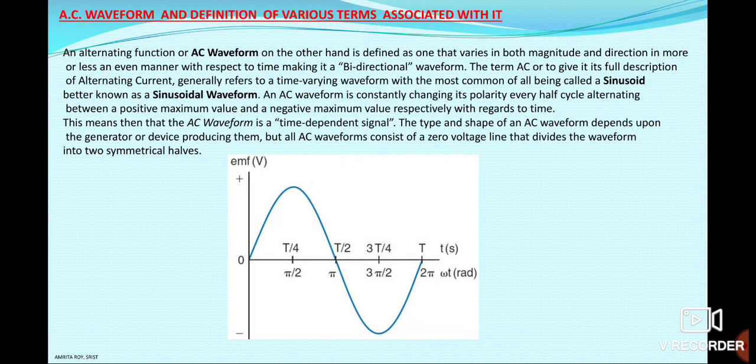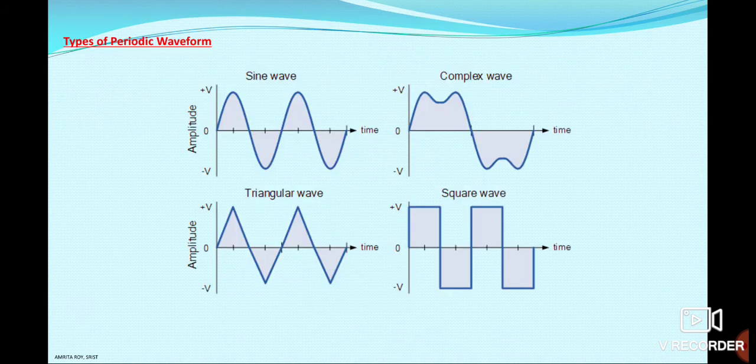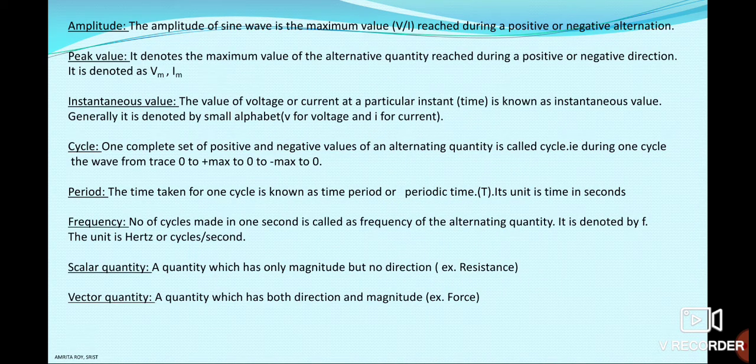So these are the basic definitions that we need to know for AC waveform, and here are some periodic waveforms that I have shown in the diagram. So here is a sine wave, next one is the complex wave, next one is a triangular wave, and last one is a square wave. I have discussed the definitions when I was describing the diagram. You can find these definitions here.